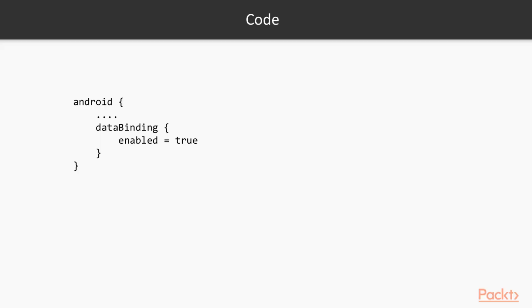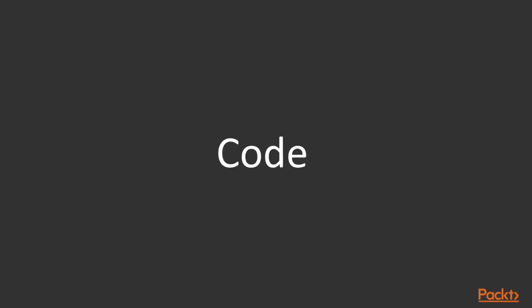Setting up data binding dependencies. As you'll quickly see, to get started with Data Binding API, it's really easy. You just need to go to the build.gradle file in your app directory, find the android section, and add these 3 lines. dataBinding enabled true, and that's it. You're good to go.